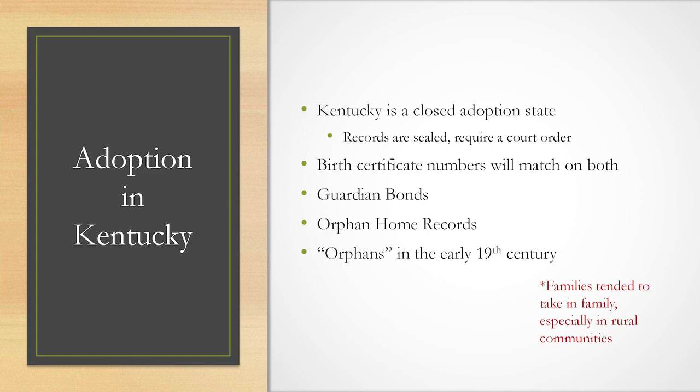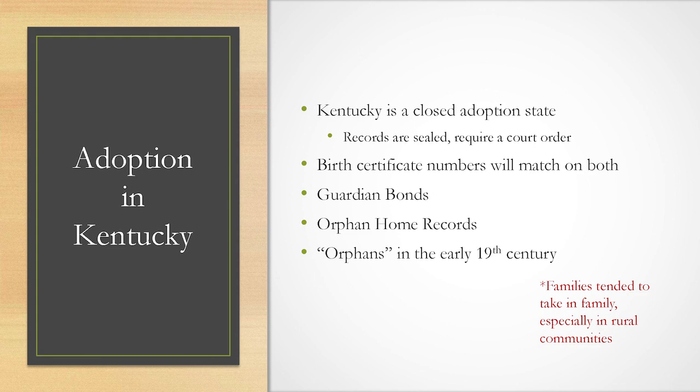So if you're trying to find who grandma's parents were, the birth certificate numbers are going to be the same. So if you have, we call them the black books, the vital statistic records that were issued. I think there's a set of them in the Kentucky Historical Society.